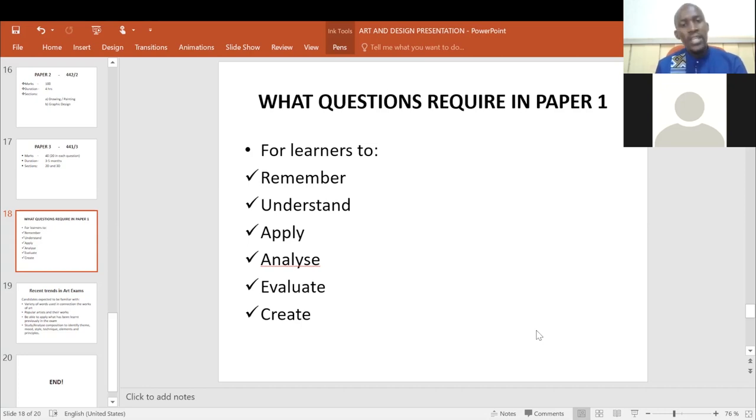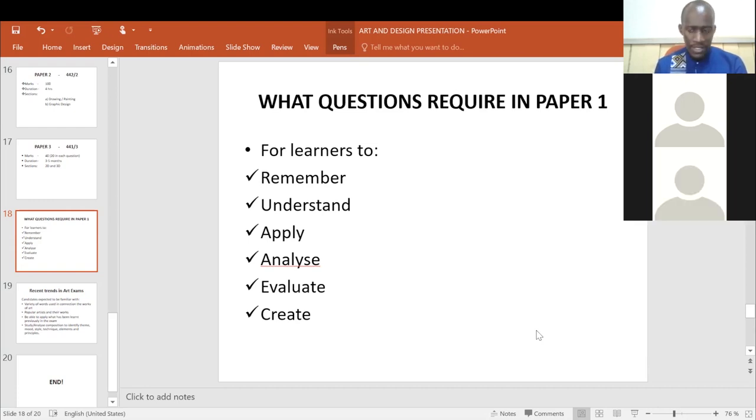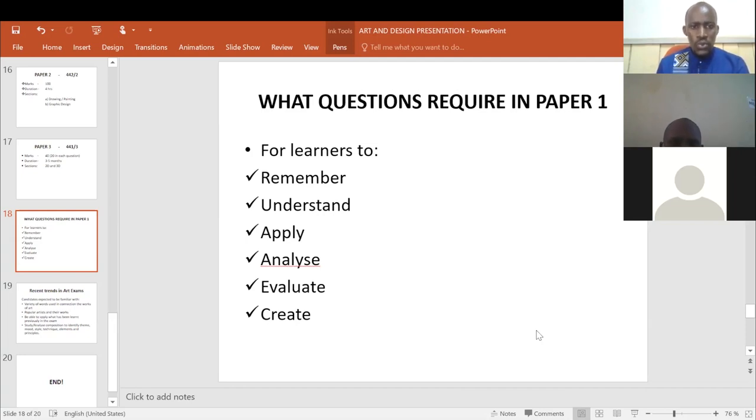taught in class. Three, most of the exam questions require the candidate to apply. To apply is simply to solve problems. We talk about the problem-solving process in graphic design. So the candidate must be able to apply the knowledge acquired per topic to answer such a question. For instance, in K.C.S.E. 2014, again, question 1H says, identify this visual symbol illustrated above and state its function.